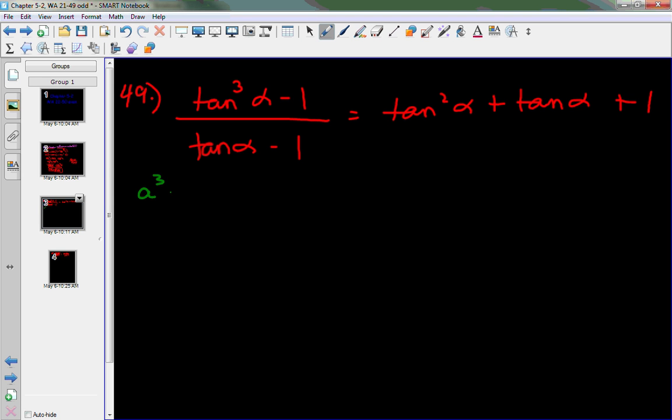Now, a cubed minus b cubed is what we call the difference of cubes formula. That's going to be a minus b times a squared plus ab plus b squared. This is a formula. Okay, this is going to be the difference of cubes.